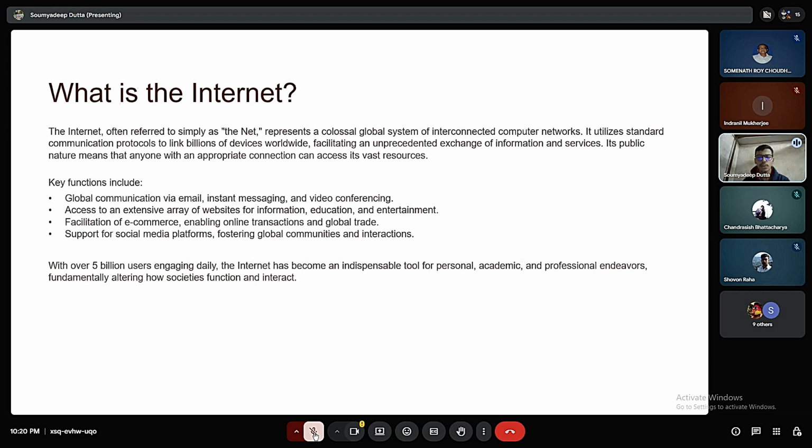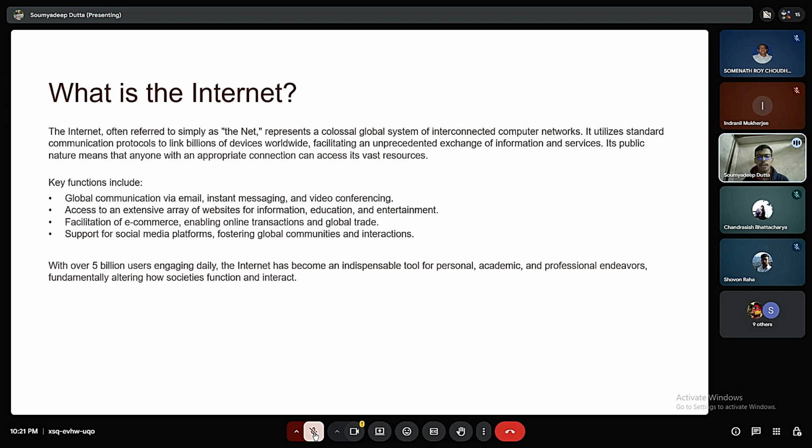Whenever we browse a website, send an email, attend online classes, make video calls, or use apps like YouTube, WhatsApp, or Google, we are using the internet. One important feature of the internet is that it is publicly accessible for all, and this means anyone with a proper connection can use it, whether they are a student, a business owner, or an individual at home.